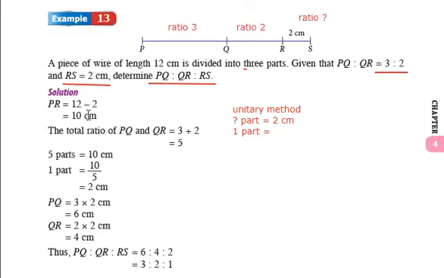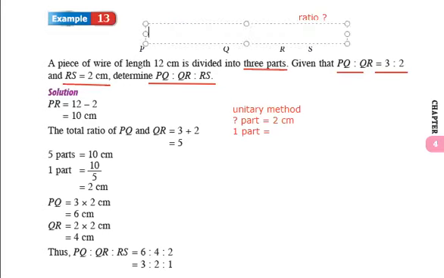Now we move here. They tell us PR, which means here. Oh my god, okay. Which means here to here. PR is here.